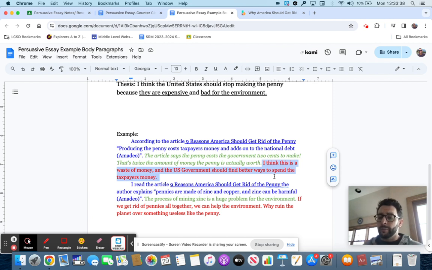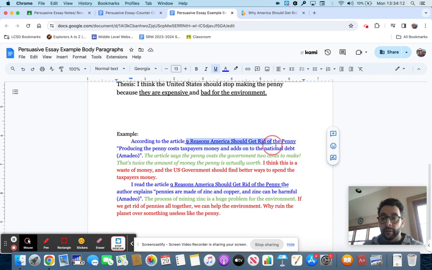So this is something we practice a lot with Amplify, where you are explaining in your own words why the information you pulled matters. It makes a lot of sense to me that the penny shouldn't cost 2 cents to make and only be worth 1. That's mind-boggling. So that's the format of your paragraph. Key takeaways here.